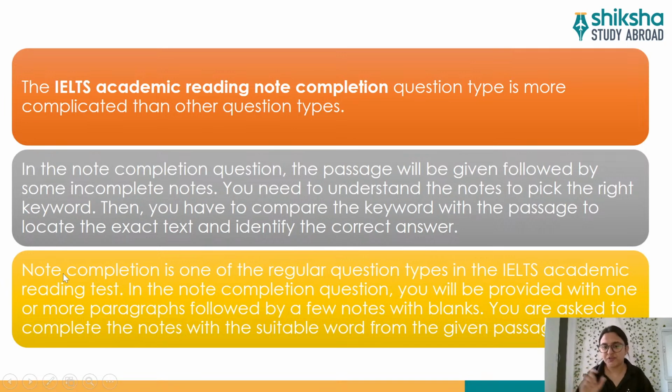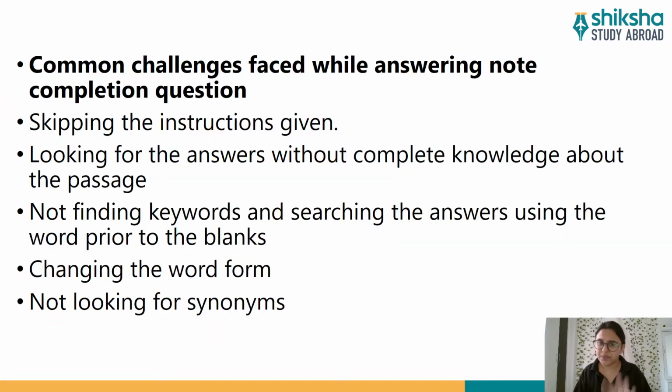Note completion is one of the regular question types which you will encounter in your IELTS academic reading test. In the note completion questions, you will be provided with one or more paragraphs, followed by a few notes with blanks. You are asked to complete the notes with the suitable word from the given passage. So definitely everything will be there in the text. You do not have to write any word by yourself. You cannot just change the word or phrase from the text. You have to provide the facts or the words which are there in the text. So always remember that the answers which you're looking for will be there in the text. Nothing out of the text would come in the exam.